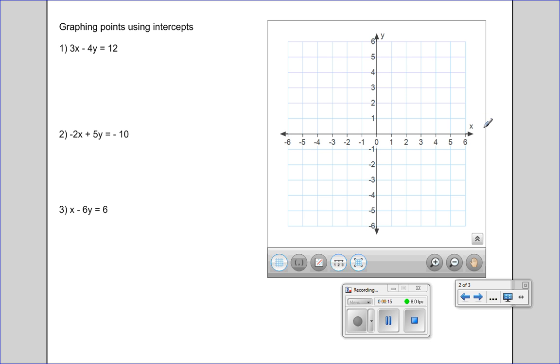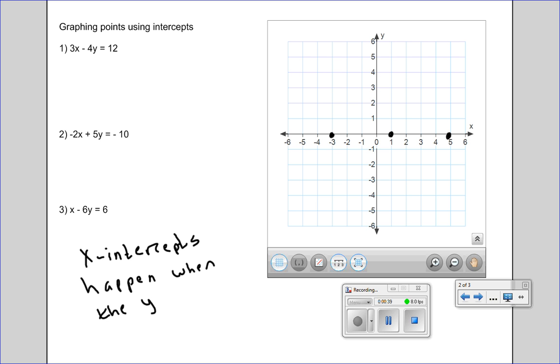If you notice on the x-axis, if I put any point on the x-axis, no matter where I put it, the x value is 1 here, 5 here, -3 here. The y value though will always be 0 because it falls on the x-axis. So x-intercepts happen when the y equals 0.